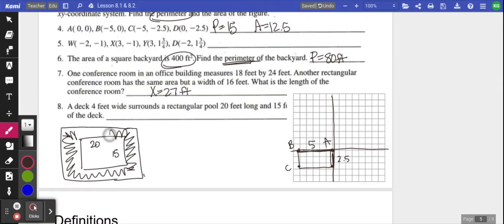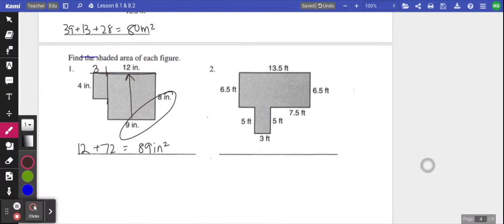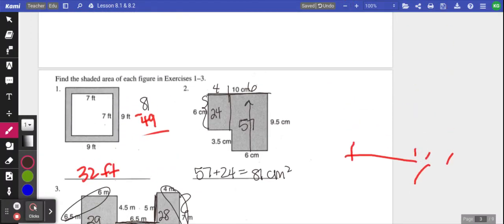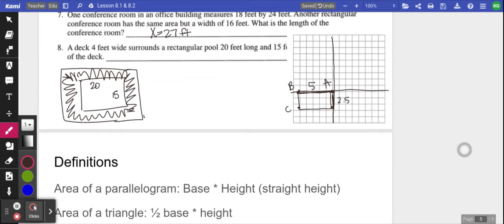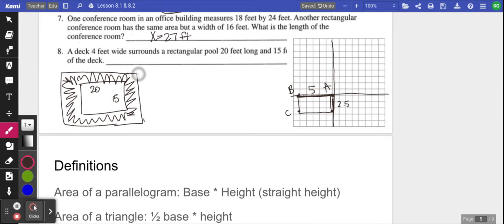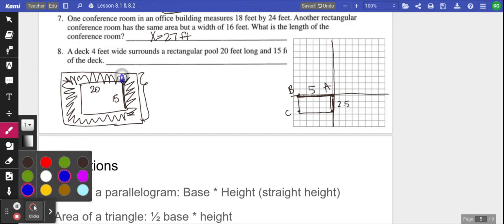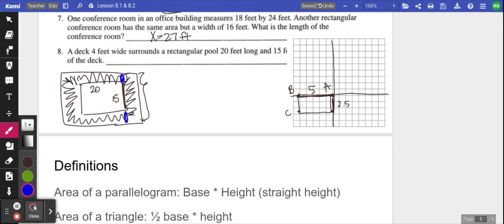So this turns into a problem like number 1 here, where the deck is on the outside. What we need to do is find the area of the outside and subtract the area of the inside, or the pool, because we do not want to put a deck around our pool. Now we know that the length of the pool here is 15, but I also have a deck here and a deck here, and they're 4 foot.